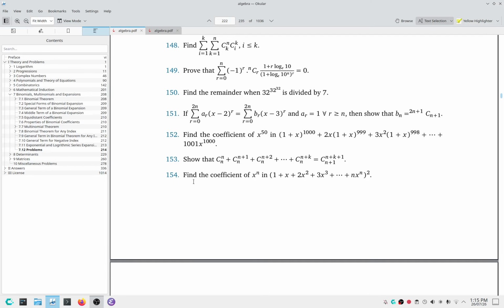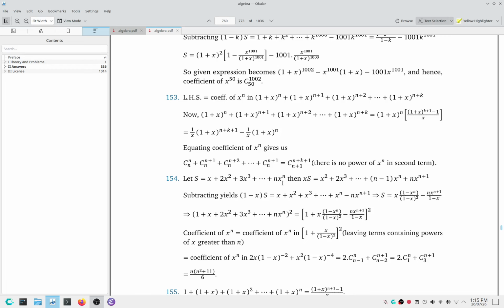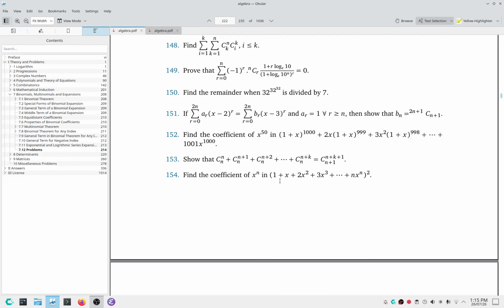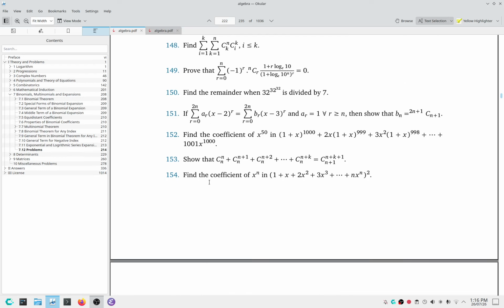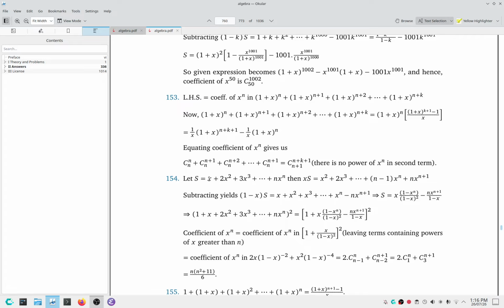Question 154 says: find the coefficient of x^n in (1 + x + 2x² + 3x³ up to nx^n) whole squared. So we let S equal to... okay, seems to be a typing mistake. This should be 1 plus, right? Okay. What to do here? Let me think.